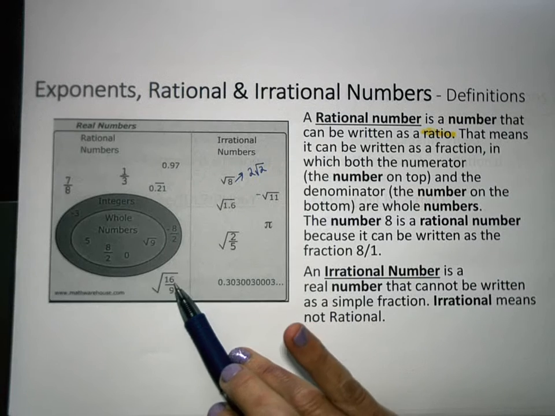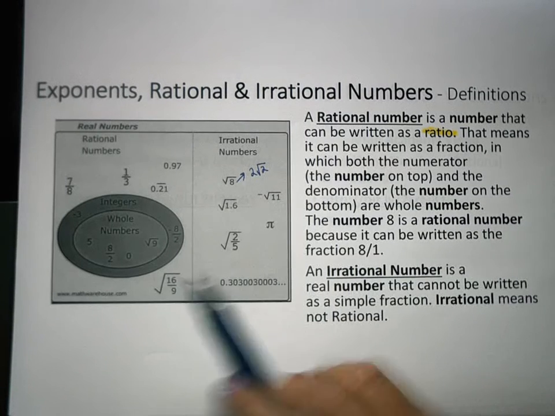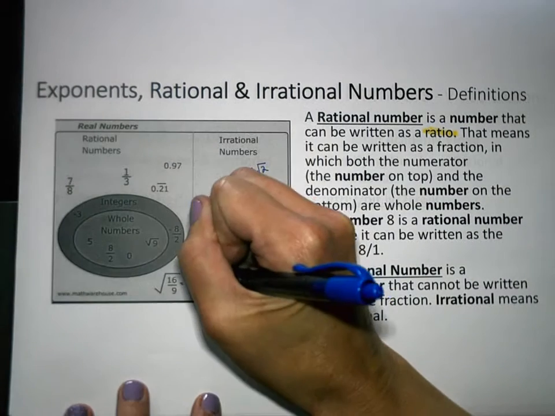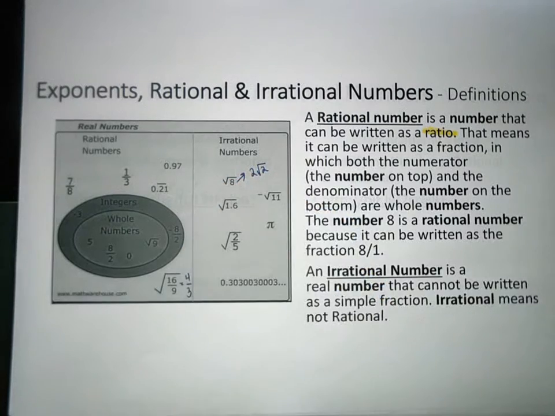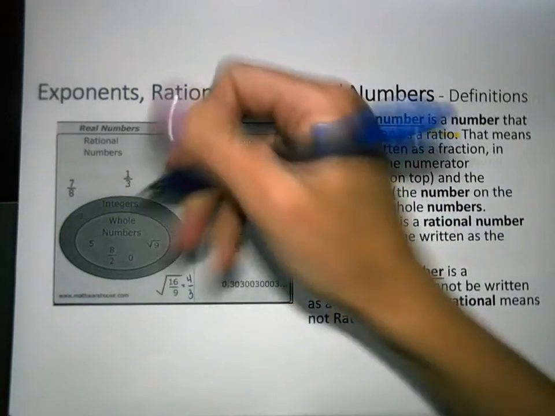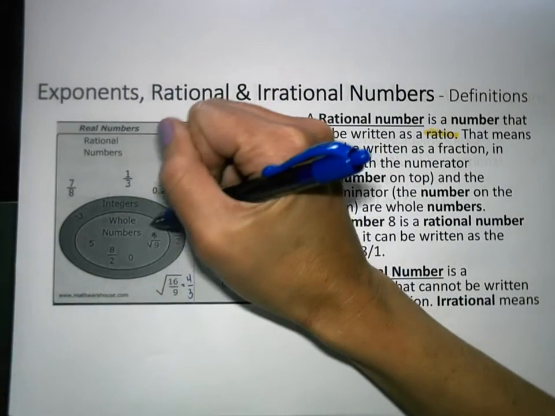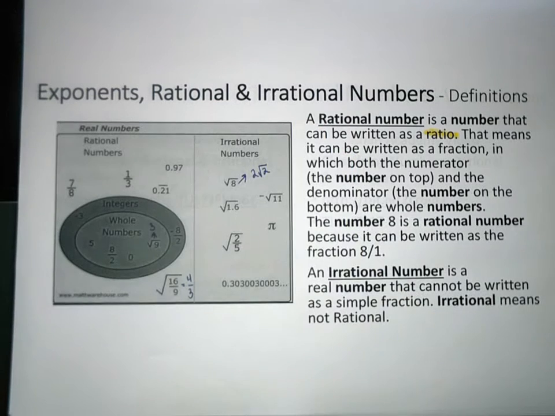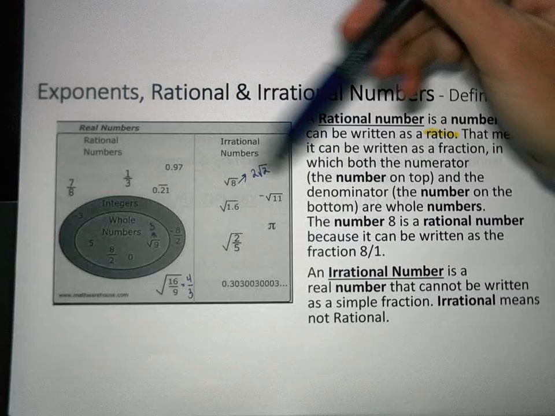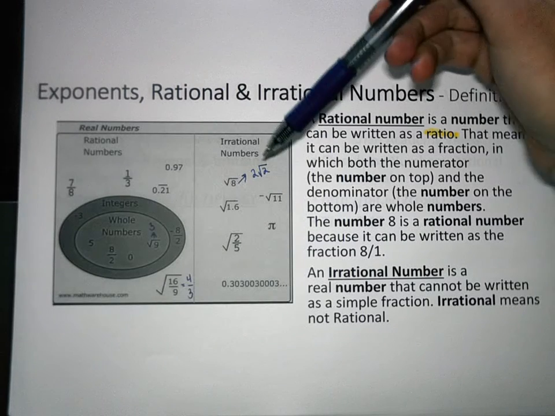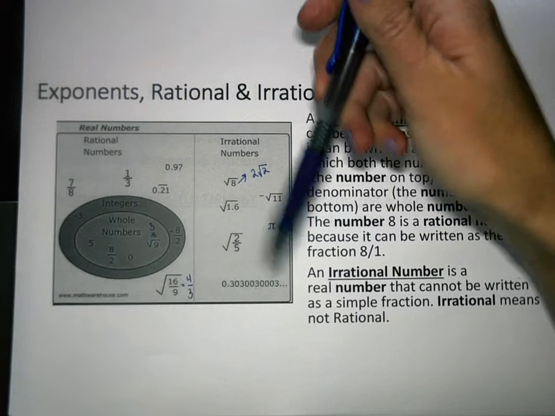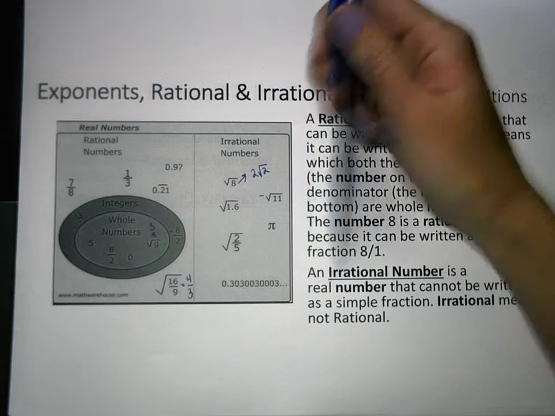The reason why this one has a root is that it can actually be simplified to be 4/3, and so there's no root in that answer. Same thing here. The square root of 9 is actually 3, and so it is no longer a root. So irrational numbers end up having a root in the answer that can't be simplified, or numbers such as pi, or decimals that don't repeat.